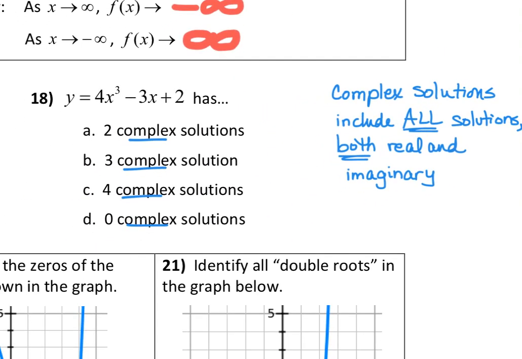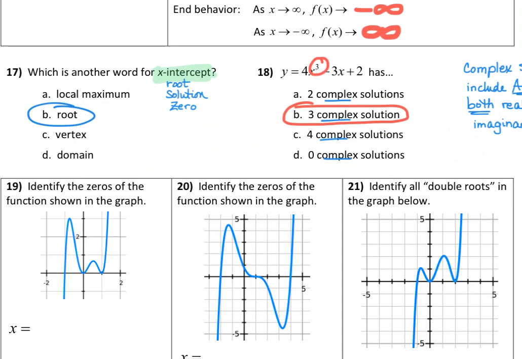So the number of solutions that any polynomial has is equal to the degree of the polynomial. And so there are, and I don't know if they're real or if they're imaginary until I look at the graph of the polynomial, but in this case there are 3 complex solutions, meaning that there's 3 solutions altogether, including all the real and all the imaginary solutions.